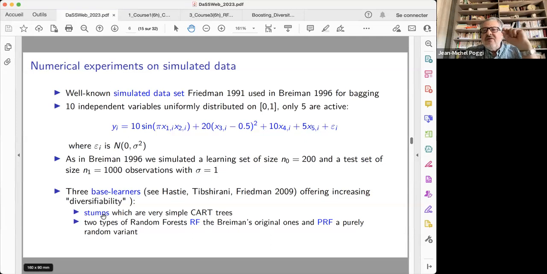The first one is very simple CART trees. It is stumps. There are CART trees with only 1 split. So you try to approximate the regression function only by a piecewise constant function with only 1 separation. So 2 constants, and you have to select the 2 constants and the frontier. So this is a very simple model, which was used a lot of times in theory, in particular in the paper of Bühlmann and Yu.